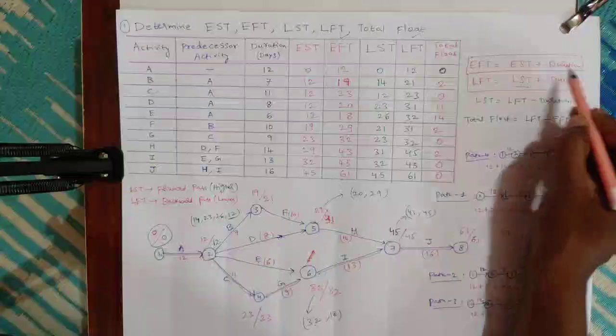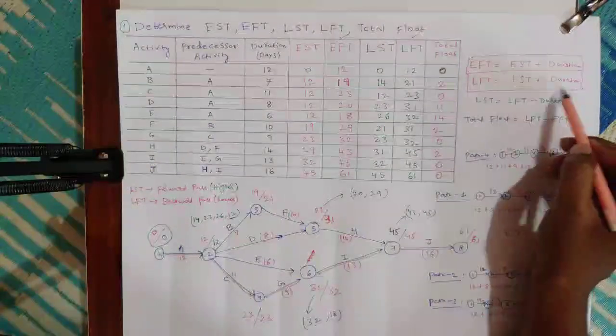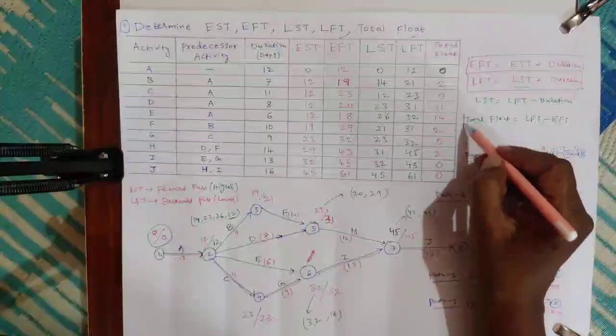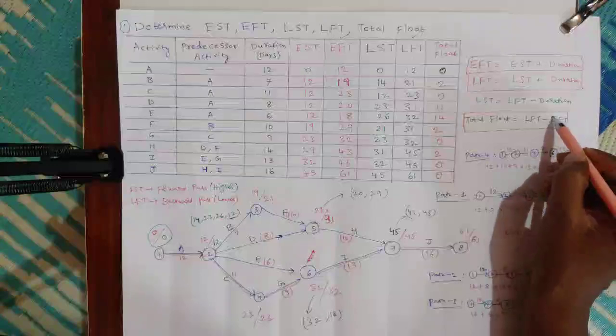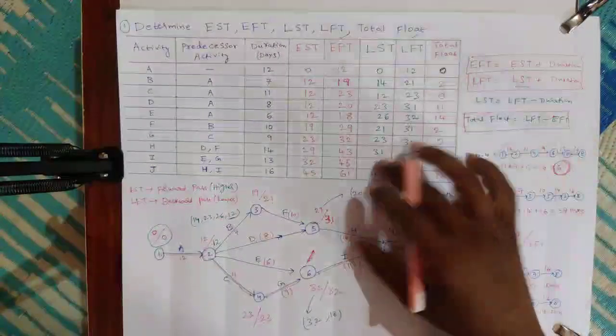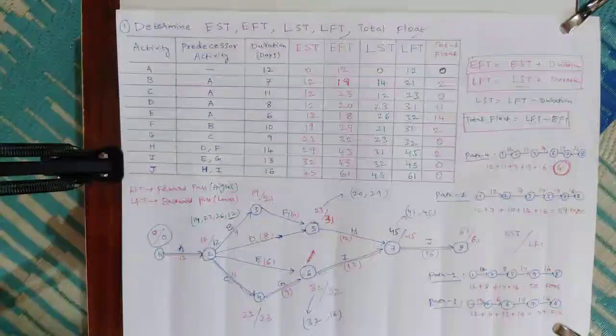Here if you see the formulas, first these are the two formulas. That is start time plus duration equals finish time. Earlier start time plus duration is earlier finish time. Latest start time plus duration is latest finish time. Similarly, total float is equal to latest finish time minus earlier finish time. Okay, a total of 3 formulas are there, and like this we will find all the values.